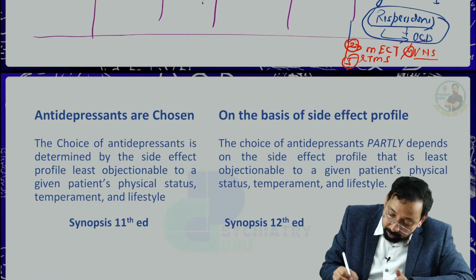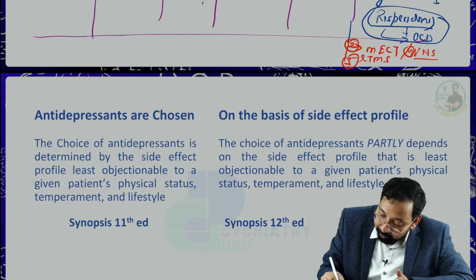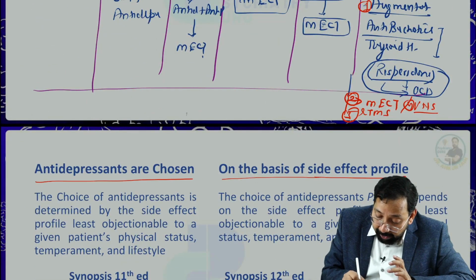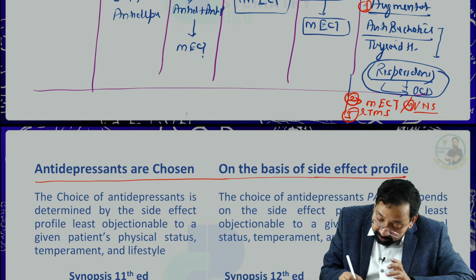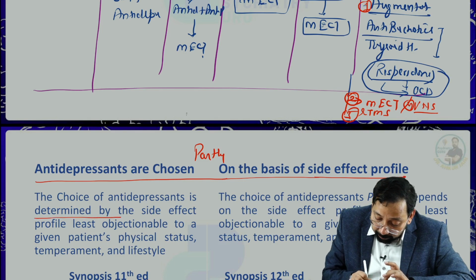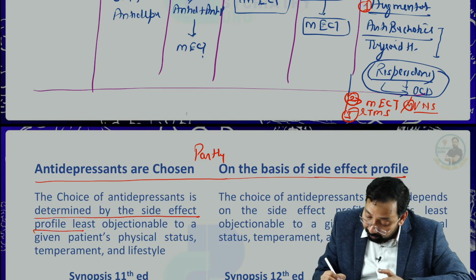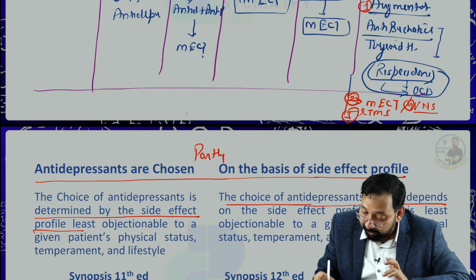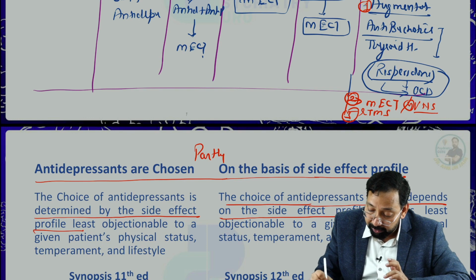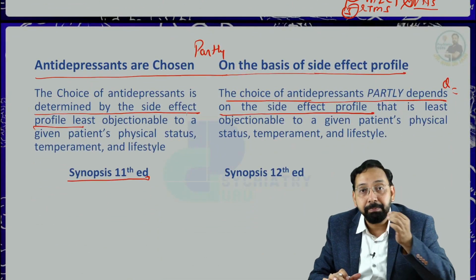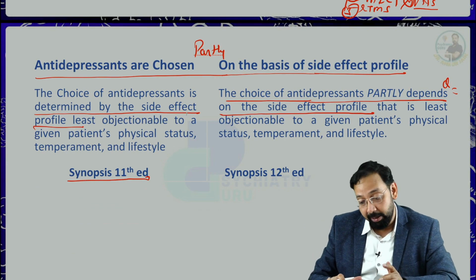Antidepressants are chosen on the basis of side effect profile. Yes, this was the old concept. The new concept is that antidepressants are chosen partly on this basis. The 11th edition said it is determined by side effect profile, but the latest edition said that yes, the choice of antidepressant partly depends on side effect profile. So this is an update. A question has been asked previously. If this question is asked, please do consider this update.